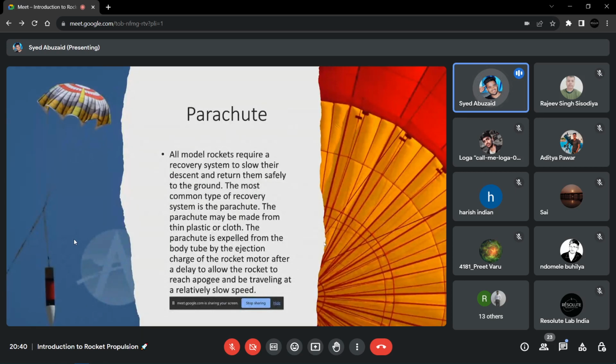So the parachute is expelled from the body tube by the ejection charge of the rocket motor. Basically, I have already told you, rockets eject the parachute through a deployment function. Some of them use servos and electronic systems for the ejection. They use a little explosive there, and when the propulsion system is at the position of burnout, it will automatically eject the parachute from the rocket.